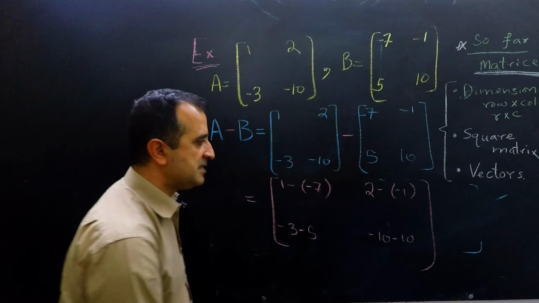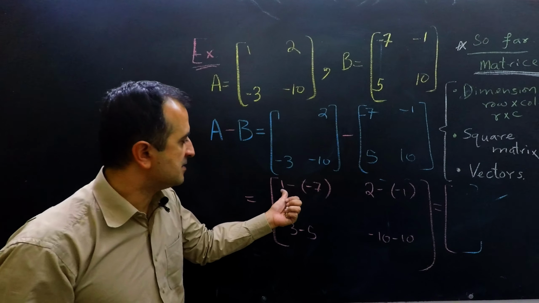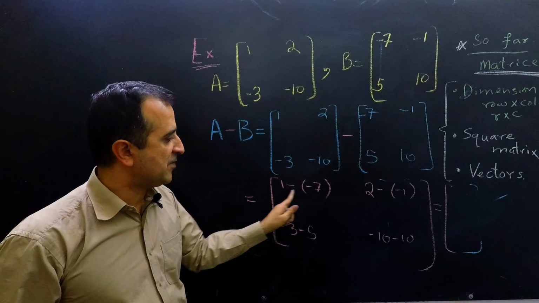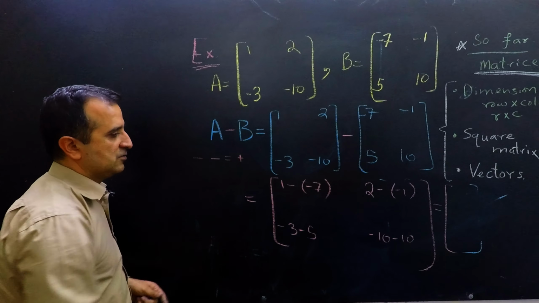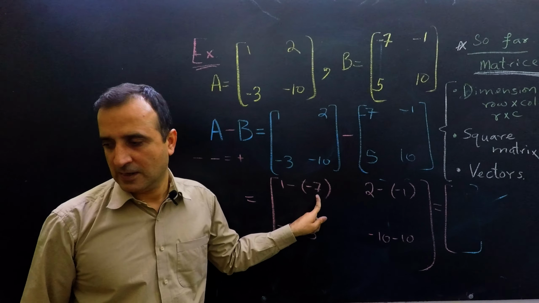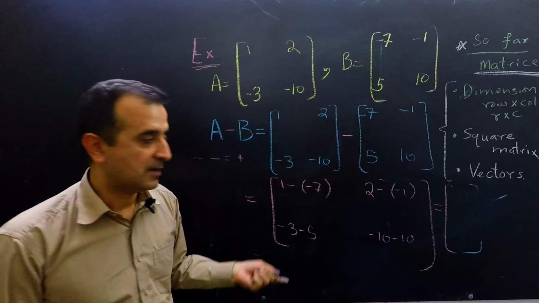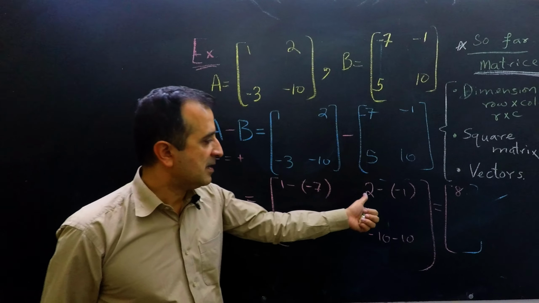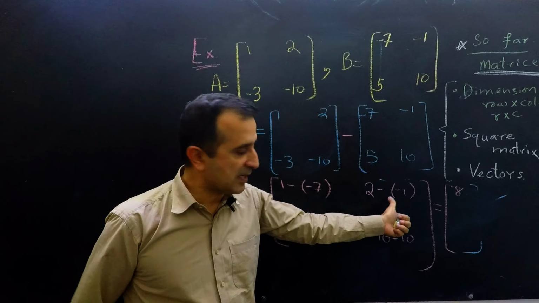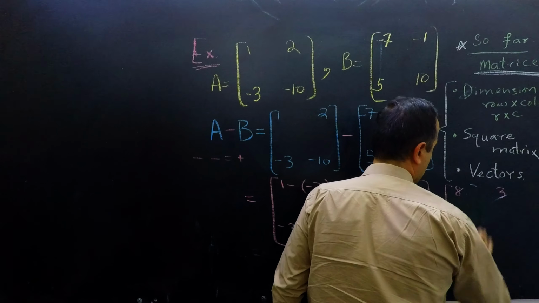Now let's solve this matrix. What we have here is 1 because when you say minus and minus, then the answer is plus. So it will be like 1 plus 7. What's the answer going to be? 1 plus 7? Plus 8. So it will be 8. And what's the answer will be? It will be like also 2 plus 1. So 3.